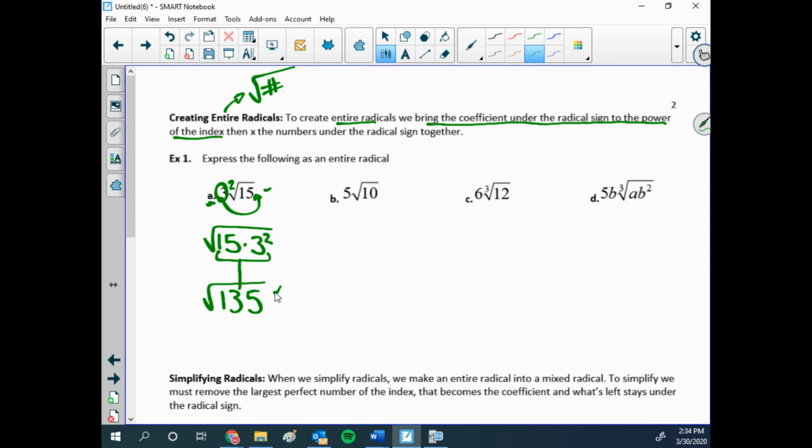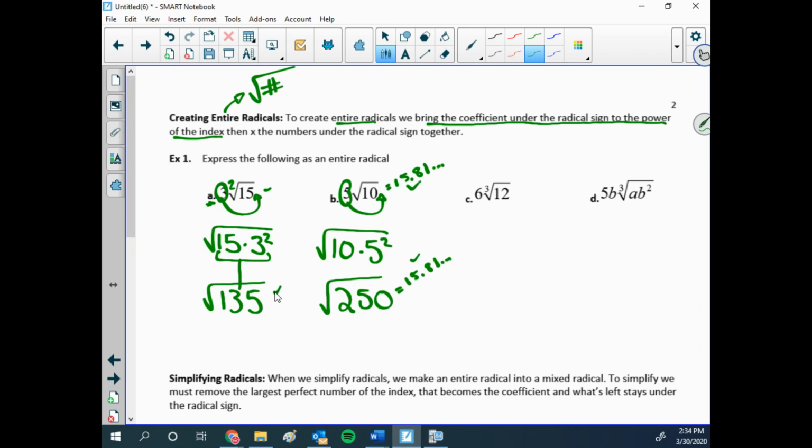Okay, so hopefully you tried that. What you should do is take the 5 and bring it underneath the root sign. So this is 10 times 5 to the power of the index. So 10 times 5 squared, which is 25. So 10 times 25 is the square root of 250. And if you type in both of those radicals, they should both equal about 15.81, some irrational number. But they're equivalent, so we know that we have converted correctly.